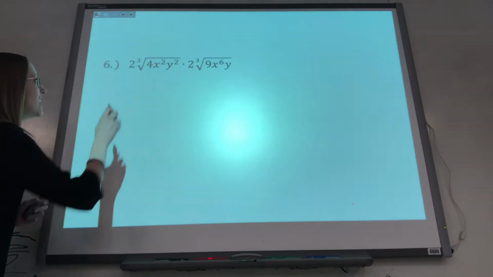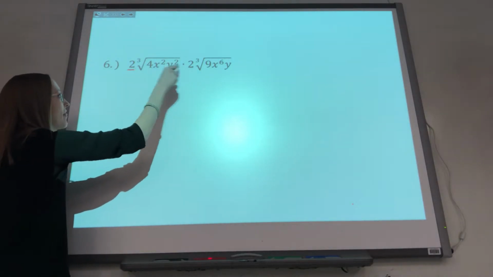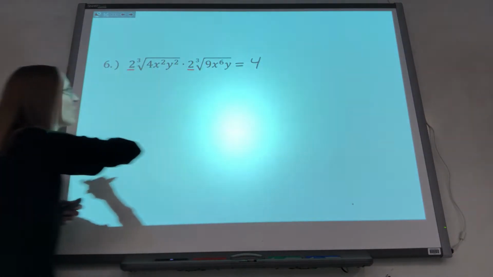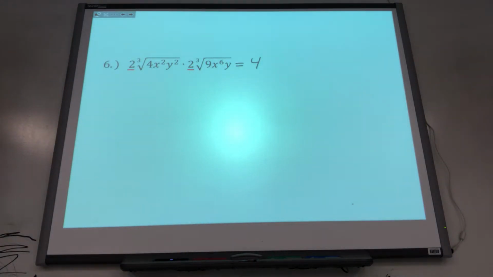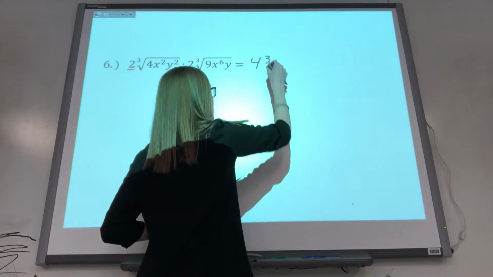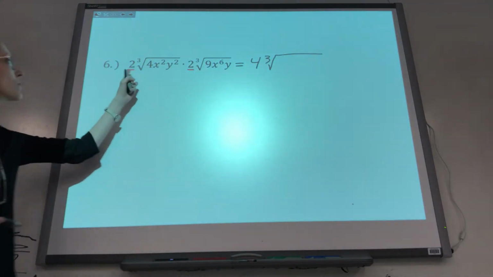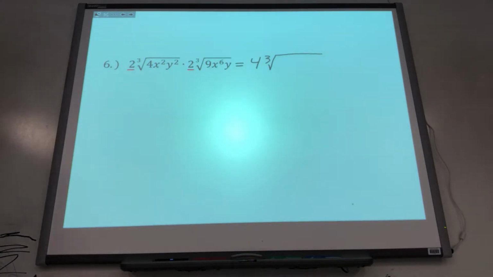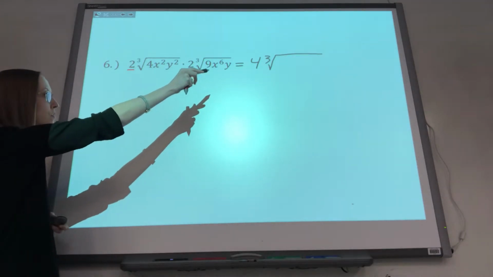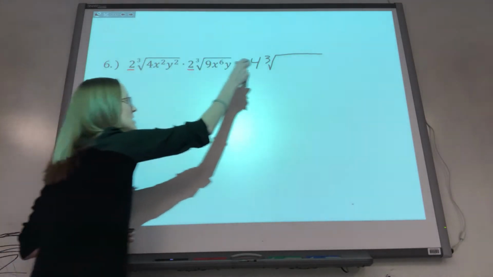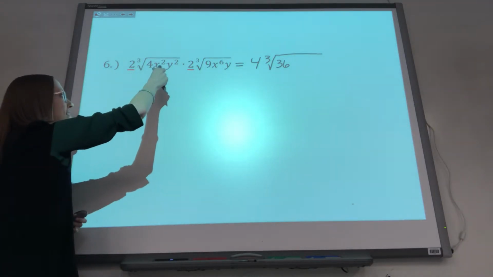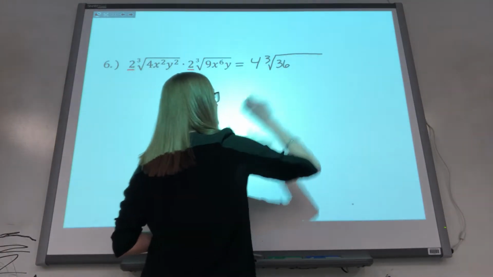All right. 2 times 2. Hey, I got that part done. 2 times 2 is 4. Let's go ahead and put that number in front. And because both of our roots are cube roots, we can go ahead and multiply together everything underneath. So I've got the cube root set up. Now 4 times 9, that would be 36. X squared times x to the 6th.